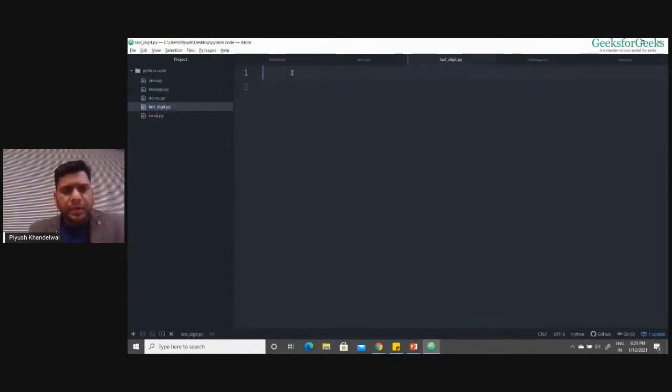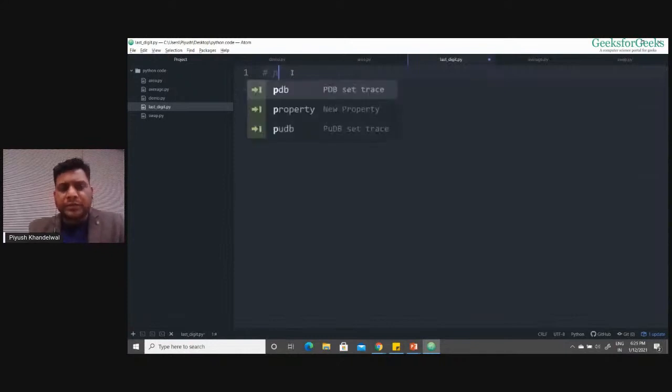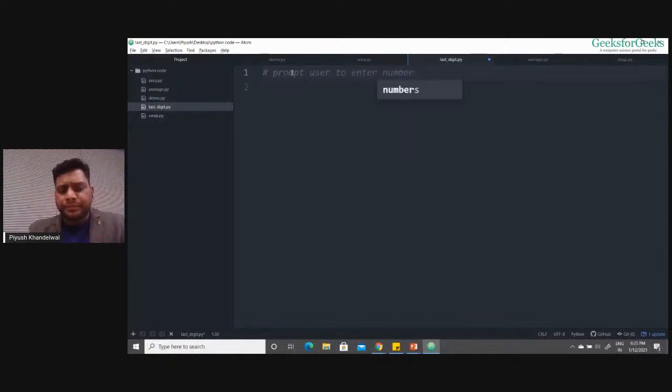Because we have this program, I want the user to enter the number. So first we'll prompt the user to enter a number, then we will remove the last digit and print the result. For prompting the user for a number, we need to use eval input. Also provide the message, enter the number, and we'll store this value in some variable. Suppose it is num.